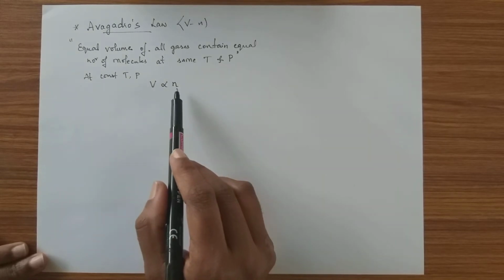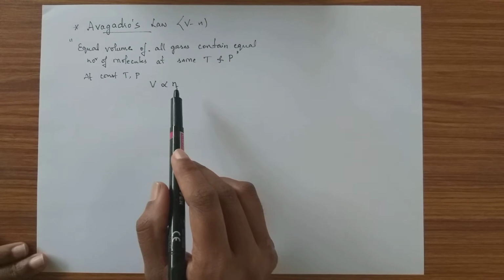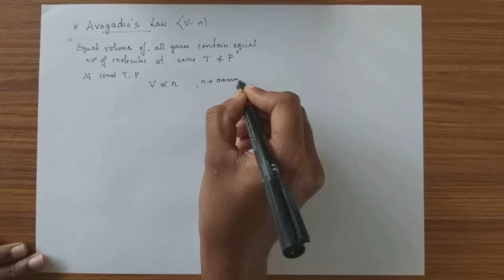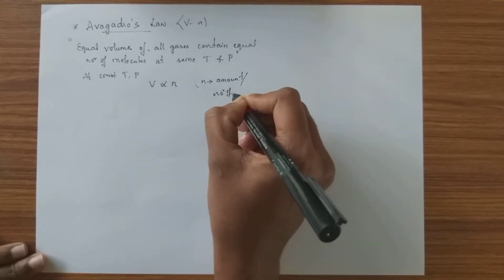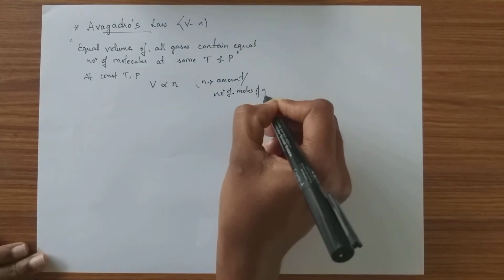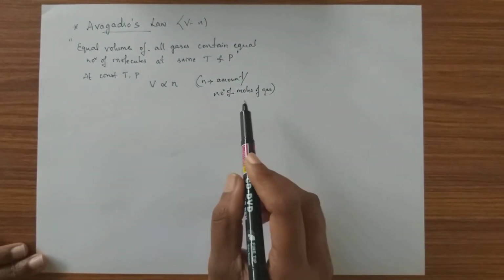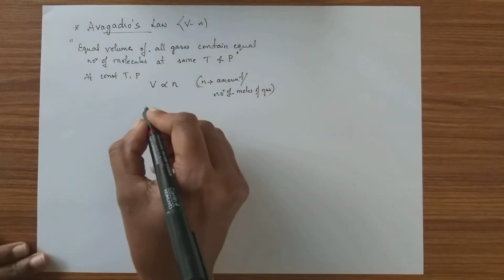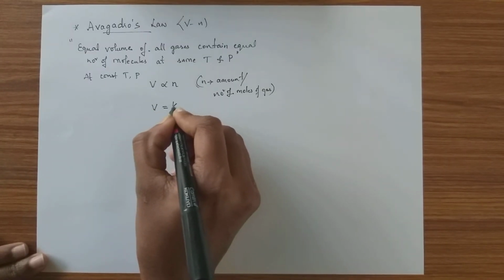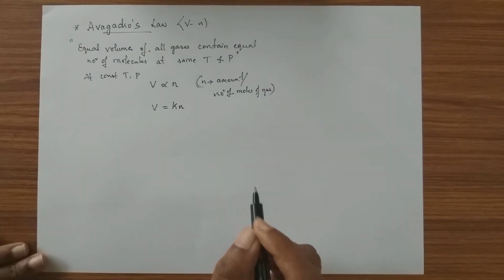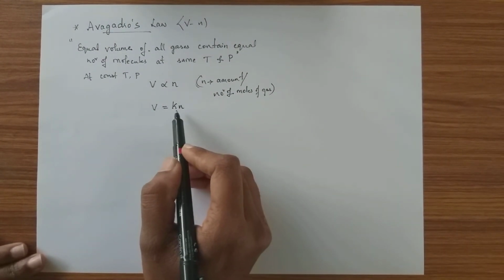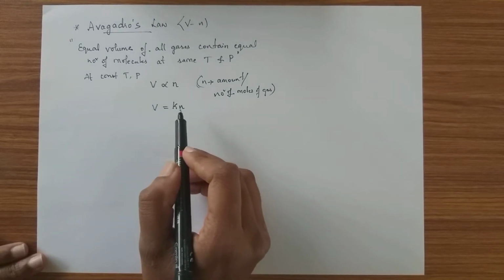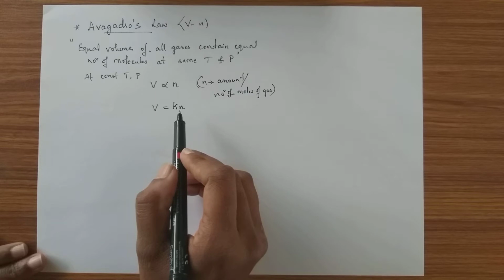Here N refers to the number of molecules, or amount, that is number of moles of gas. So to remove this proportionality symbol, V is equal to K into N, where K is the proportionality constant.